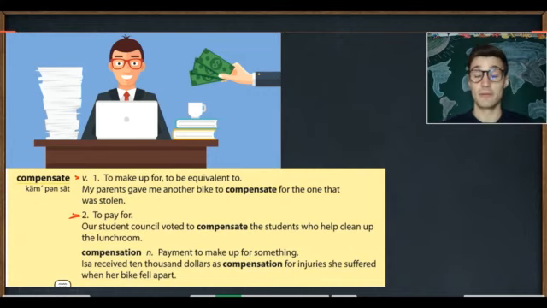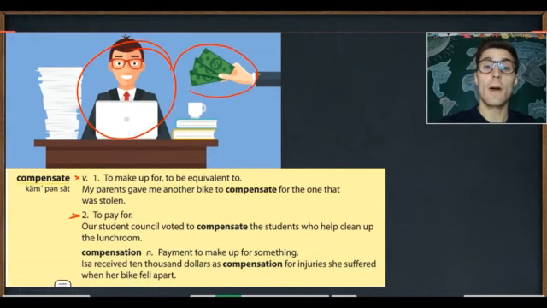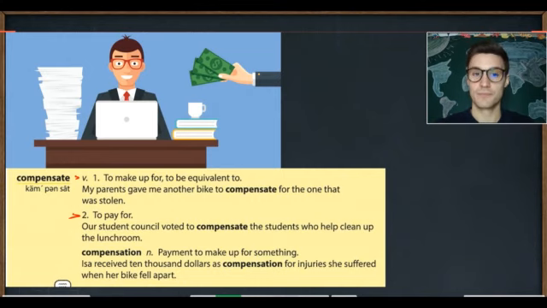The second verb meaning is to pay for. Our student council voted to compensate the students who helped clean up the lunchroom. See, if you do work, you want to be compensated for it. If you are being compensated for the work you do, you are being paid for it. It's always good to be compensated for the work you do. You can ask, will I be compensated for this work? That means, will I be paid for this work?